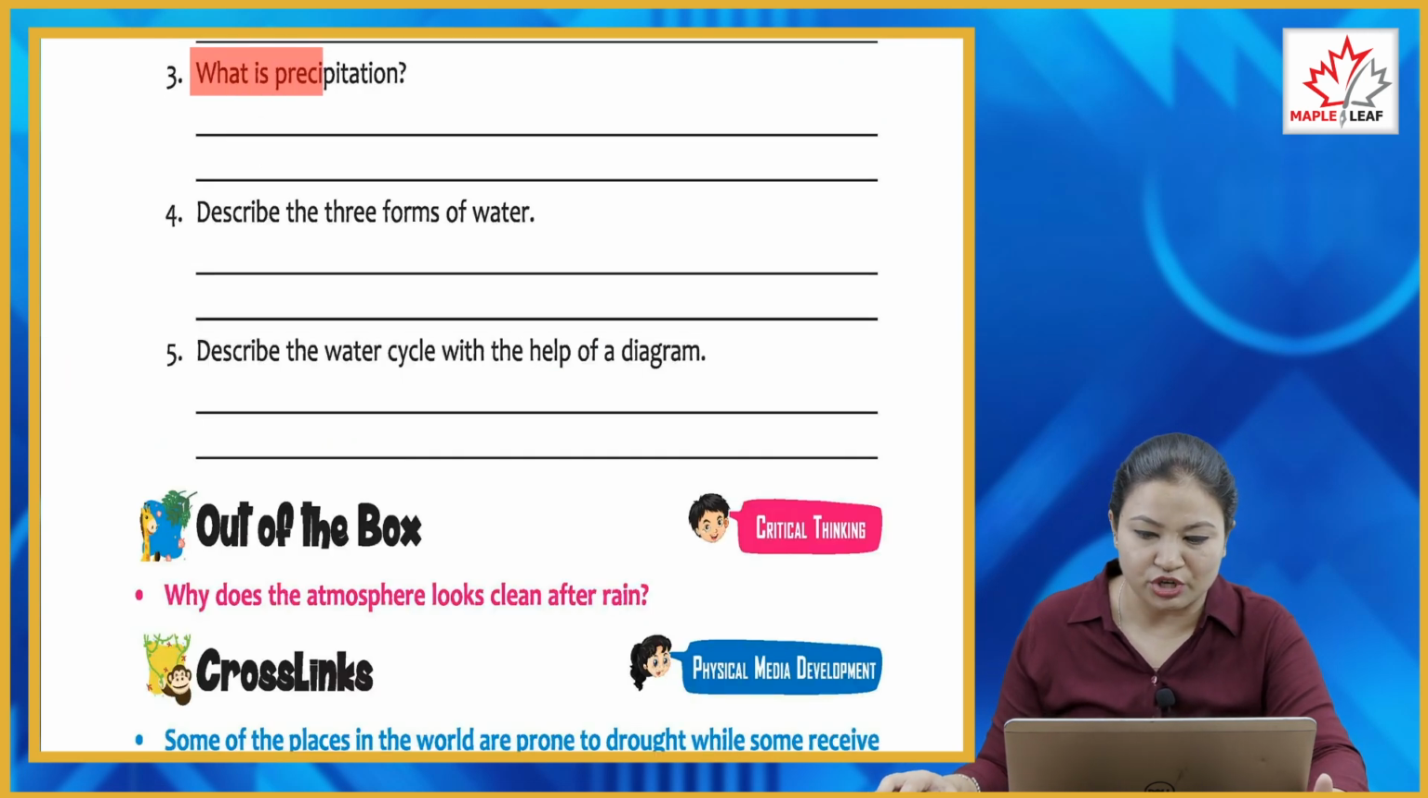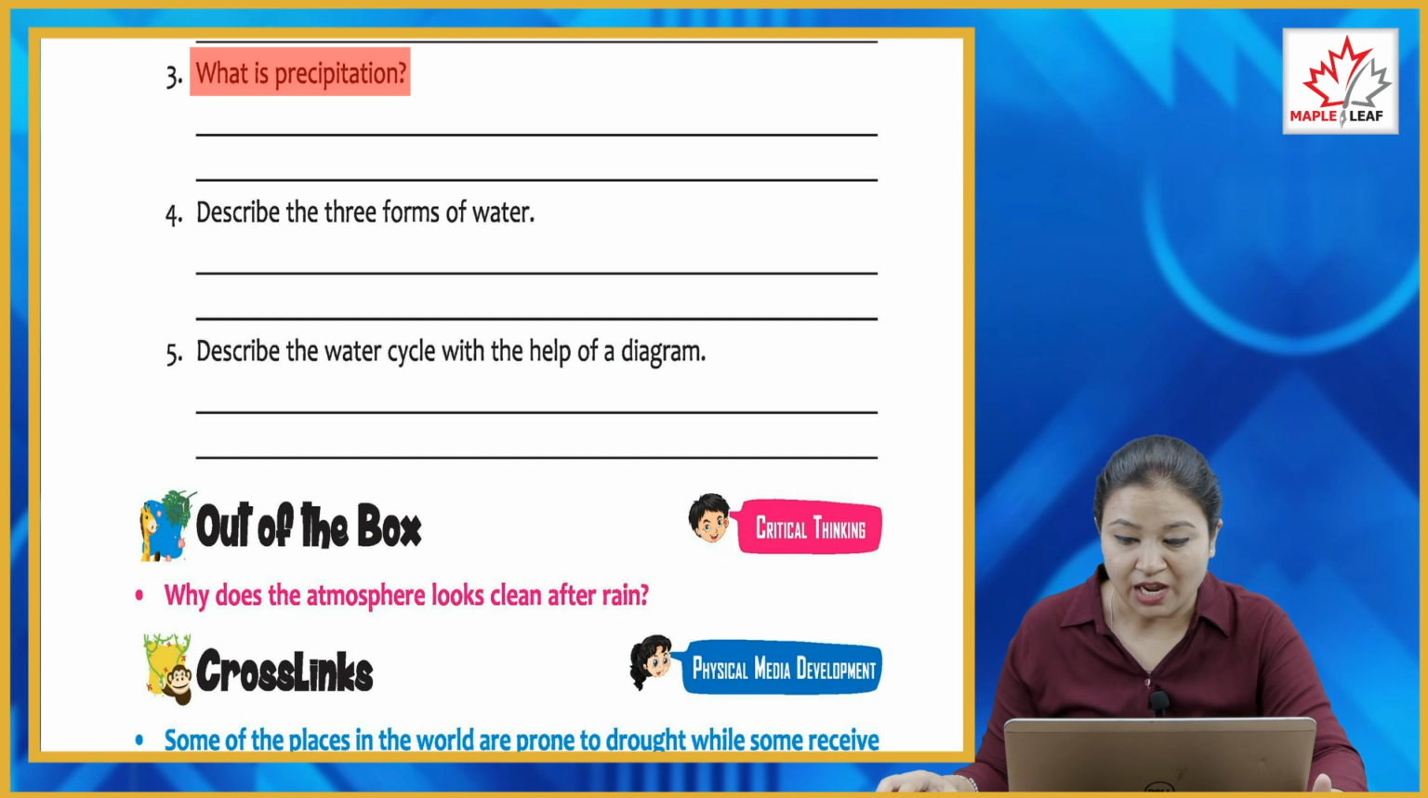Now, what is precipitation? When more and more water droplets join together, the cloud becomes too heavy. Then these water droplets fall down as rain. This process is called precipitation.